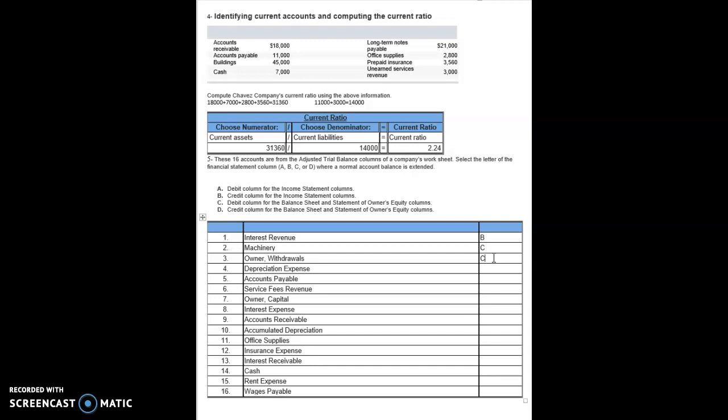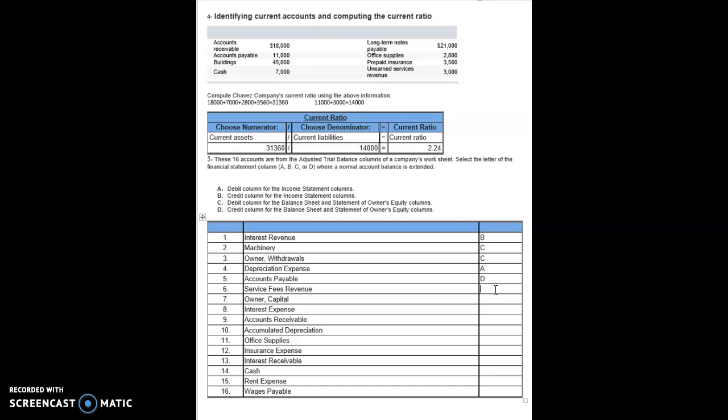Depreciation expense, we find expenses on the income statement. So for depreciation expense, expenses have a debit balance, so we're going to find them in column A. The next one is accounts payable. Accounts payable is a liability. Liabilities are found on our balance sheet, and they have a credit balance, so that's going to be in column D.